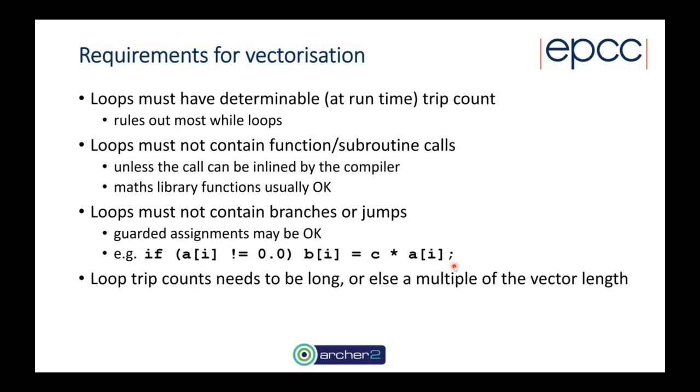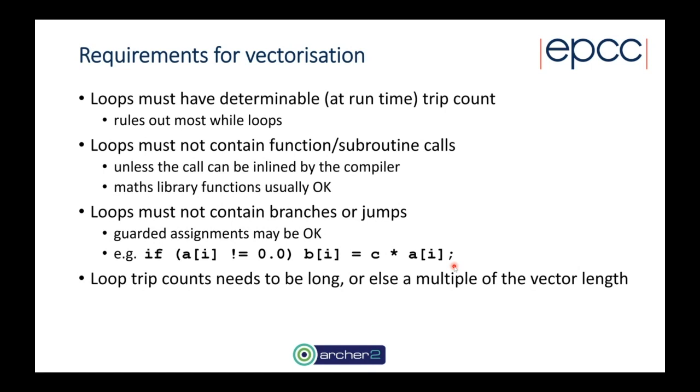Okay. Loops must not contain functions or subroutine calls for the compiler to be able to easily vectorize your code. Now, again, this is not quite true, because there are ways to do vectorizable function calls, as we'll come on to see, and things that can be inlined by the compiler, or intrinsic functions and maths library functions, those kinds of things are usually fine. But calling your own large routine inside the loop will restrict the compiler from being able to vectorize it, because it doesn't know what that routine is going to do, and there's all sorts of overheads with calling functions as well.